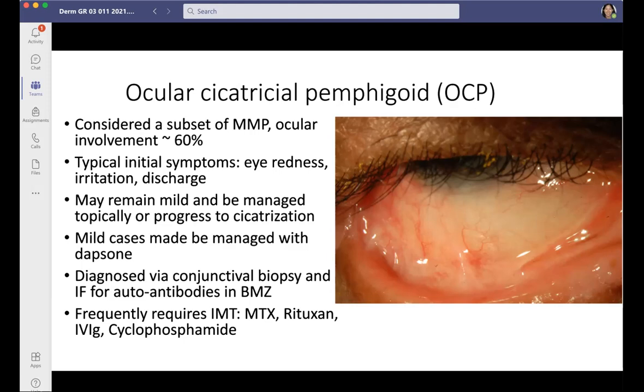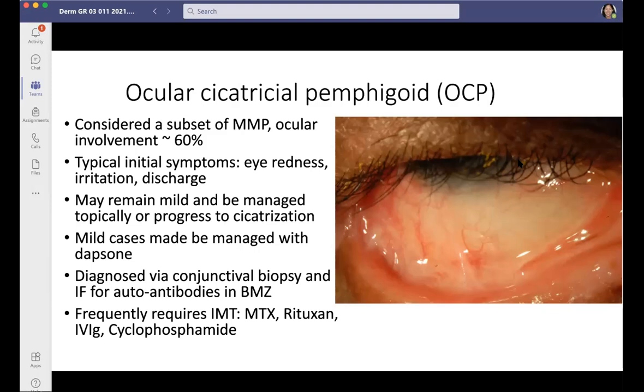And most of these patients honestly have been treated and managed for just a kind of non-resolving chronic conjunctivitis for a good year or 2 or 3 before the definitive diagnosis is actually made. In some cases, it may remain relatively mild, but you never know. So it's worth referring it so we can monitor it.